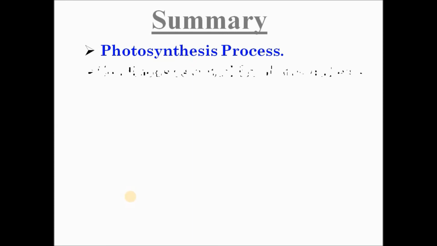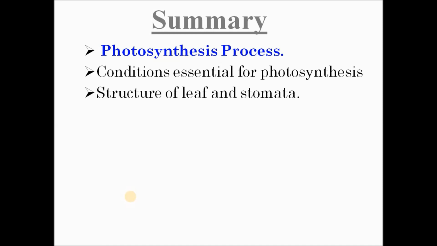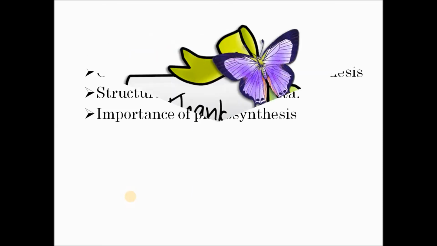So let us summarize what we have learned. We have seen the entire photosynthesis reaction, that is, photosynthesis is a chemical reaction in which carbon dioxide and water get combined in presence of sunlight and chlorophyll to give glucose and oxygen. Then we have listed the essential conditions for photosynthesis: carbon dioxide gas, water, sunlight and chlorophyll. Then we have seen the structure of the leaf and stomata. We have also learned the importance of the photosynthesis process. Thank you.